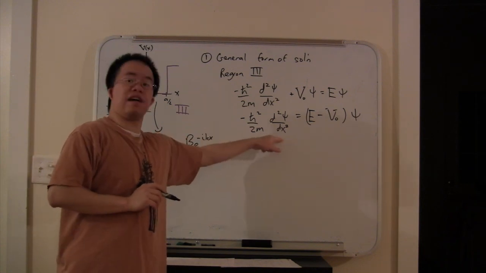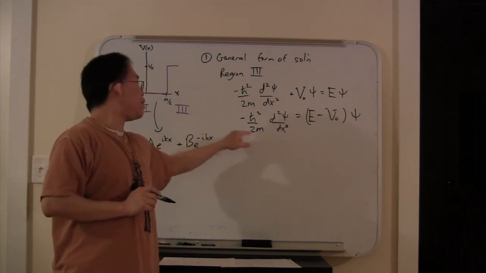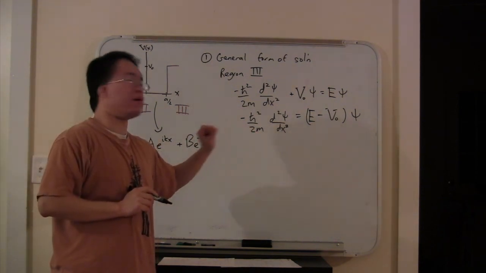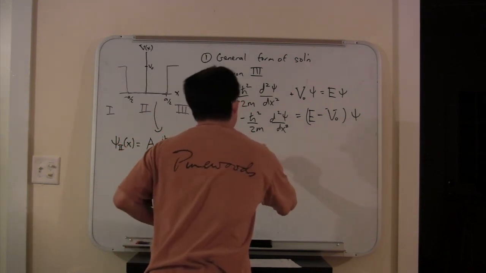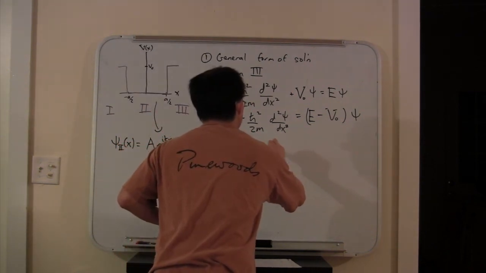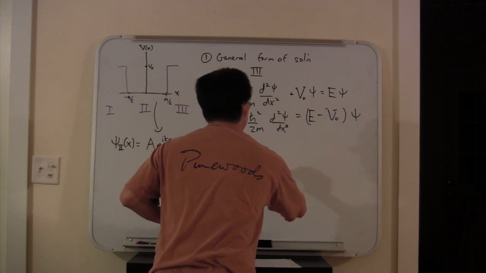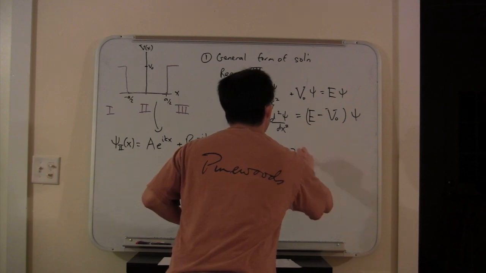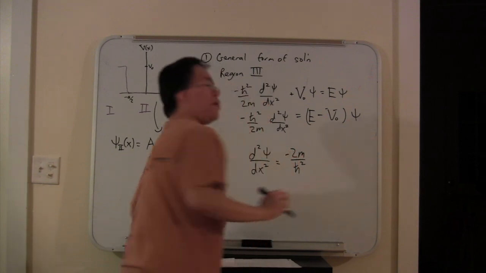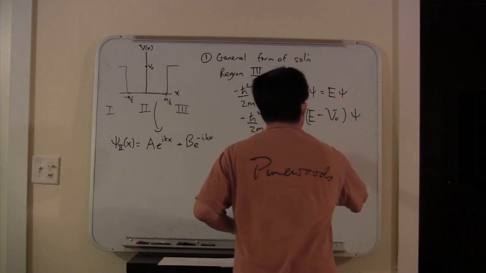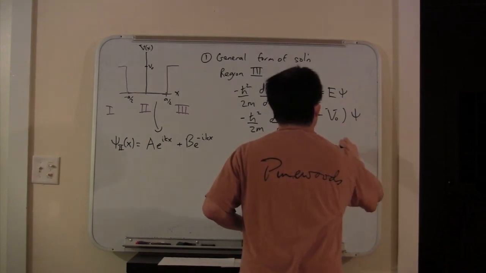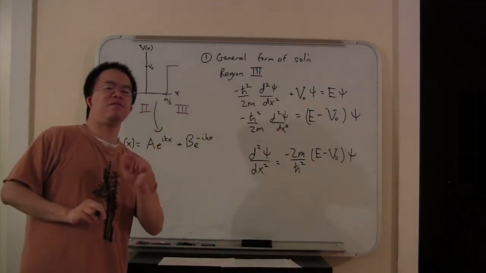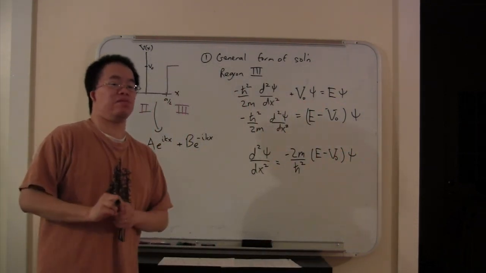Once again, I'll try to get the second derivative all by itself by multiplying both sides by minus 2m over h bar squared. And so if I do that, I get d squared psi dx squared equals minus 2m over h bar squared (E minus V naught) psi. But here we've got to remember one of the main assumptions we made.